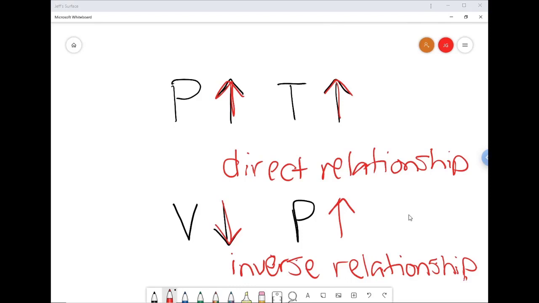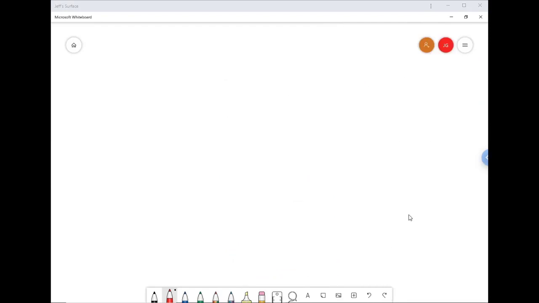But if they're related in a way that if one gets bigger, the other one gets smaller, they're called an inverse relationship. So I'm wondering, do any of you have, clear this canvas. All right, I'm coming back to the webcam.